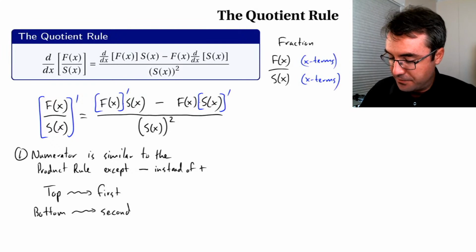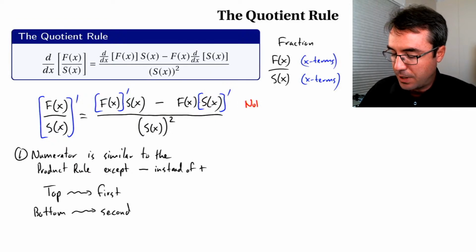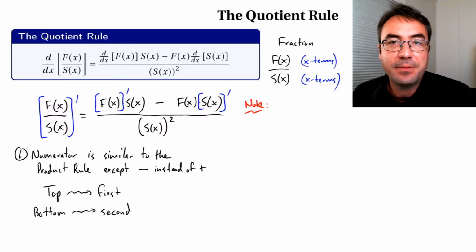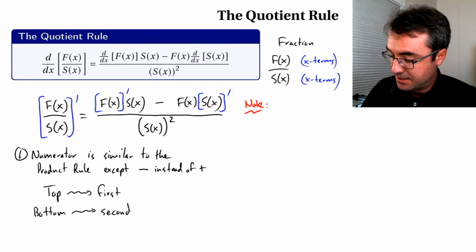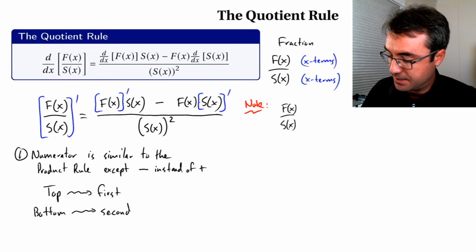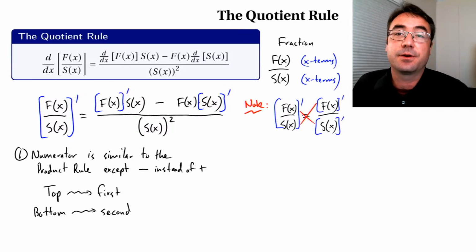Also, just another note here, and this should be more of a warning, is that just like the product rule, the quotient rule is probably not what you would first guess. If you were told to differentiate a function divided by another function, you would probably guess that the derivative of f divided by s, if we were to differentiate that whole fraction, would be equal to the derivative of the top divided by the derivative of the bottom. And it turns out that that's wrong.